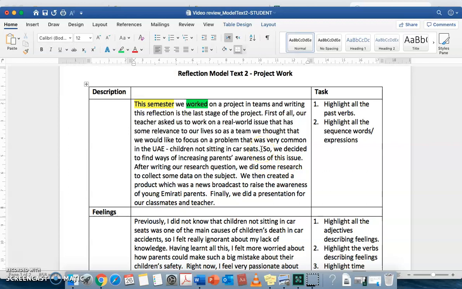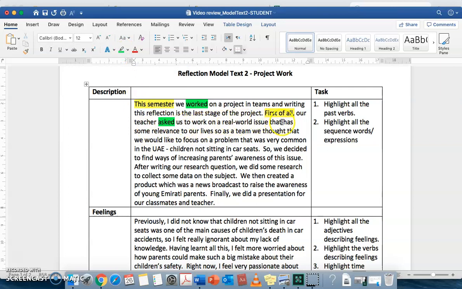This is a long sentence that has several parts to it. The beginning of the sentence has our time sequencing word. It tells us that this is the beginning, the first thing that the students had to do. Next thing we have is our teacher. Our teacher is the subject, and after the subject we always have the verb. In this case the verb is in the past simple. Asked, it's a regular verb with an ed ending.